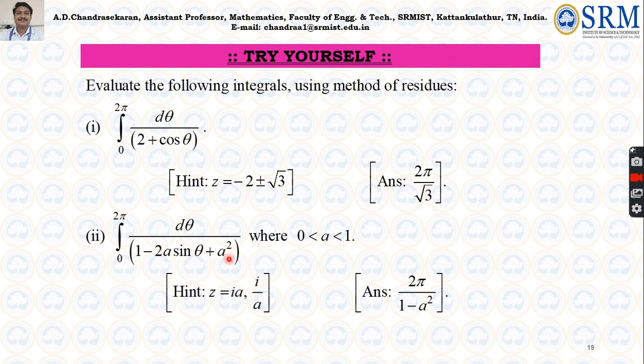The second one is integral 0 to 2 pi d theta by 1 minus 2a sin theta plus a squared, where the value of a lies between 0 and 1. The poles of f of z after converting in terms of z are z equal to i into a and i by a. The a value is between 0 and 1, that is the hint given in this problem. And by using Cauchy's residue theorem, we'll get the answer for the problem. The answer is 2 pi by 1 minus a squared.